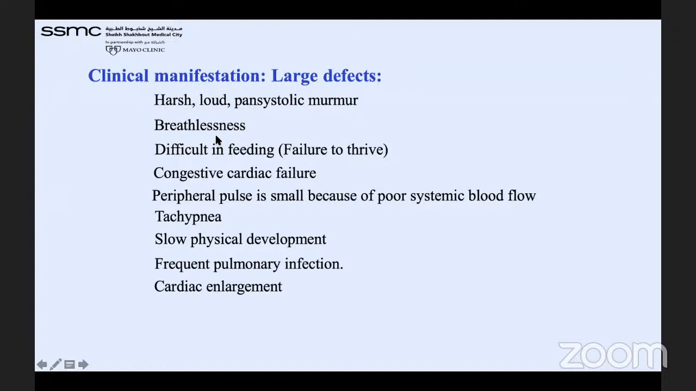Breathlessness is present if the kid is big, but of course, a small baby in congestive heart failure can also have it. Difficulty in feeding: most babies with VSD affecting them as newborns are very difficult to feed. Congestive cardiac failure, as I told you, tachypnea, slow physical development when they grow, frequent pulmonary infection, and cardiac enlargement.